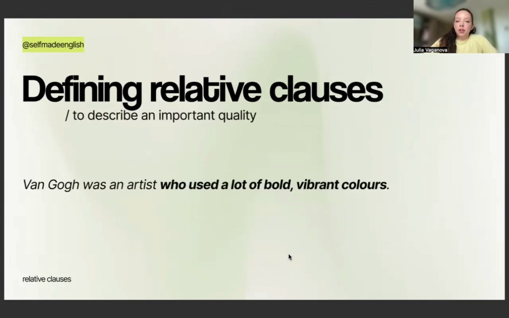All right, defining relative clauses also describe an important quality. As I've already mentioned, Van Gogh was an artist who used a lot of bold, vibrant colors. If we omit this relative clause, who used a lot of bold, vibrant colors, Van Gogh was an artist. This sentence does not make sense to us in its full meaning, right? So we cannot omit this part.